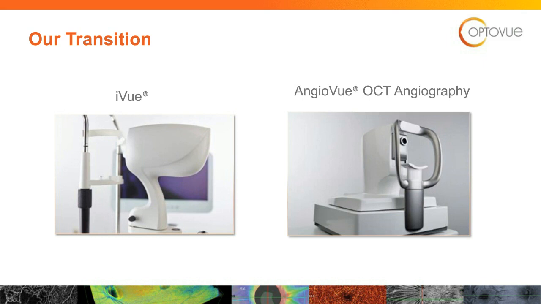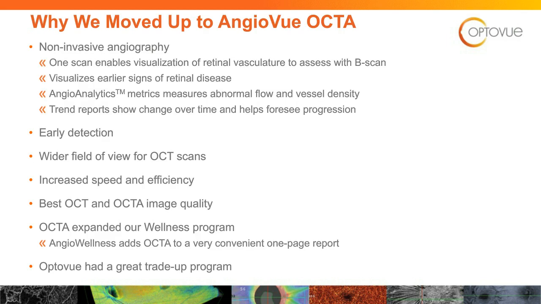And with that, you start getting the wider views and the higher resolution, and really the ability to do angiography. So that's why we moved up to the AngioView OCTA. The non-invasive angiography was what we wanted to bring to the practice. I saw some preliminary pictures from studies being done, and saw it in lectures. To have one scan that enables visualization of the retinal vasculature to assess with a B scan was just what we wanted to bring to our practice.